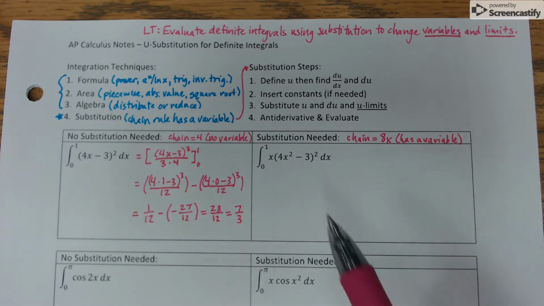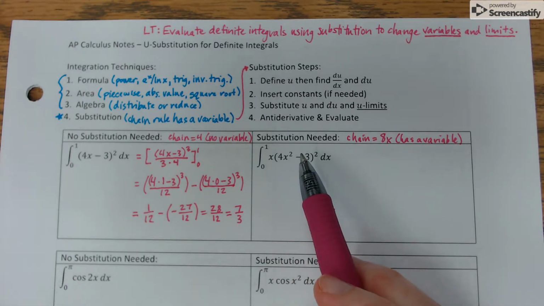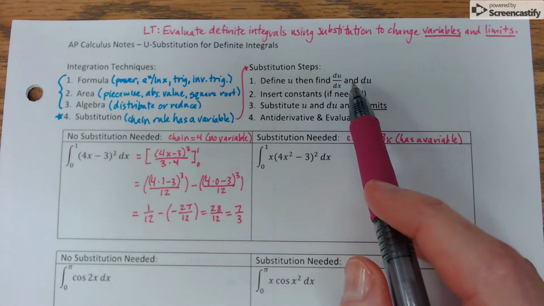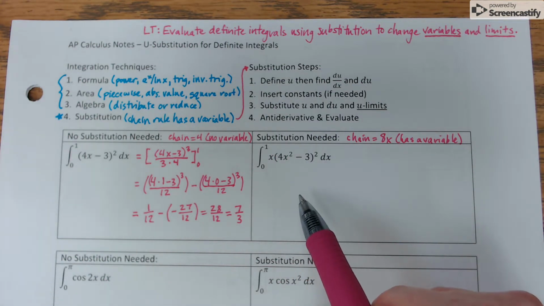So as we try the first example where substitution is needed, I would like to go through the steps one by one, and explain each step as we perform it in the example.